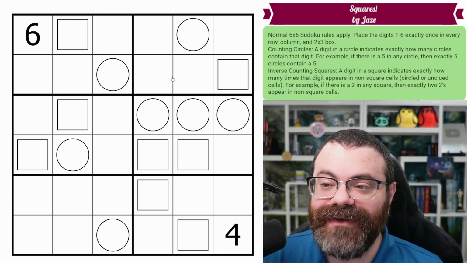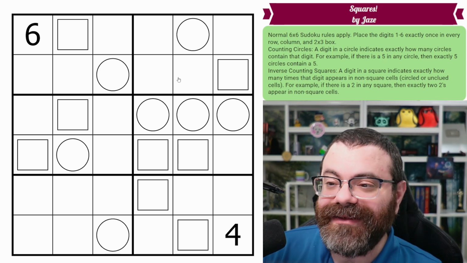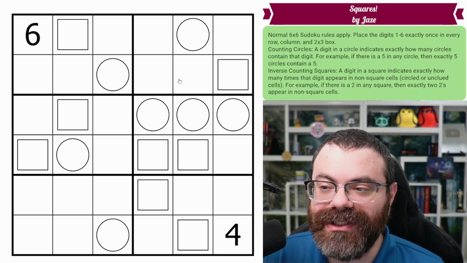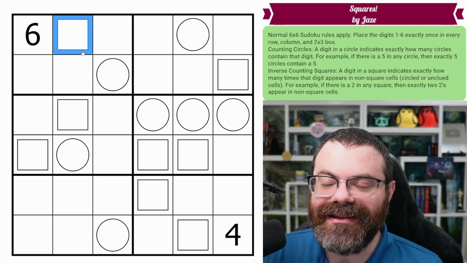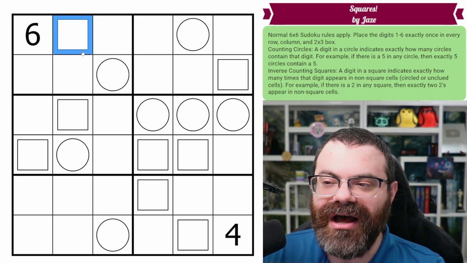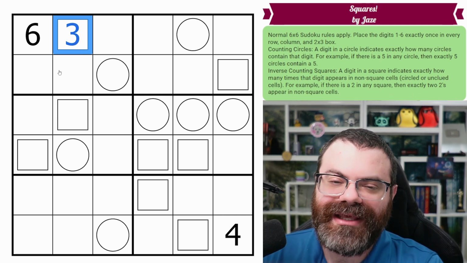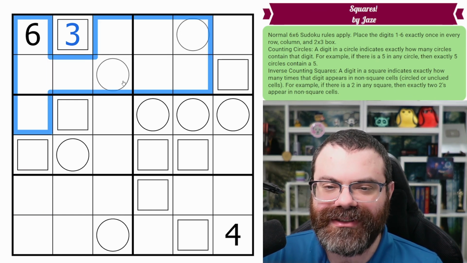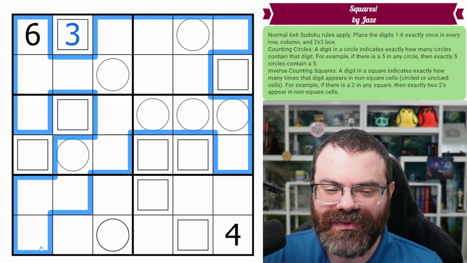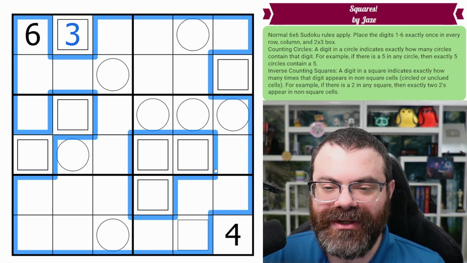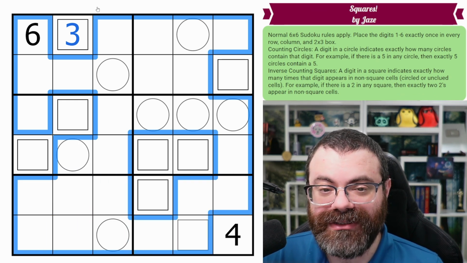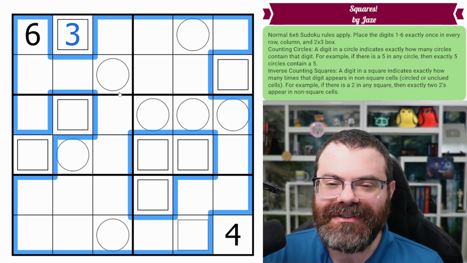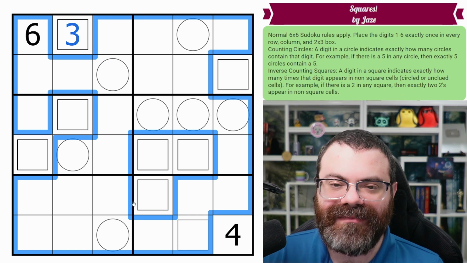Okay, we also have inverse counting squares. So it's kind of the inverse of circles, but pay attention to the rules carefully. They can be easily misunderstood. So a digit in a square indicates exactly how many times that digit appears in non-square cells. So if I have a 3 in a square, what that means is in cells that aren't squares, so any of these cells that aren't squares, the 3 is going to appear 3 times. So this 3 in the square doesn't count towards that count because it's in a square. We need to count how many 3s appear in these cells, and it's going to be exactly 3.